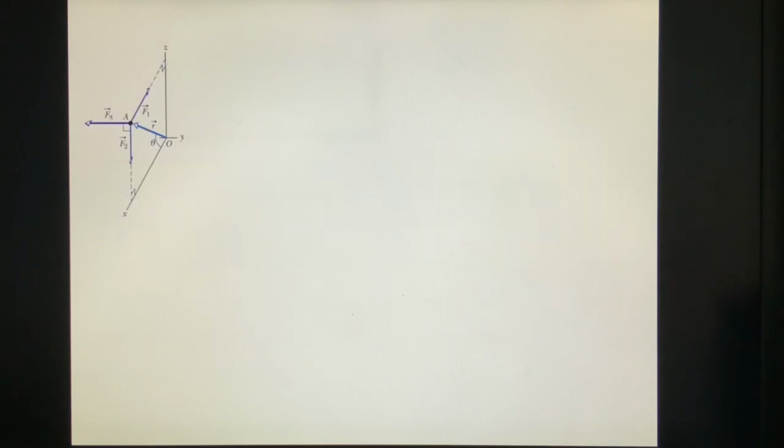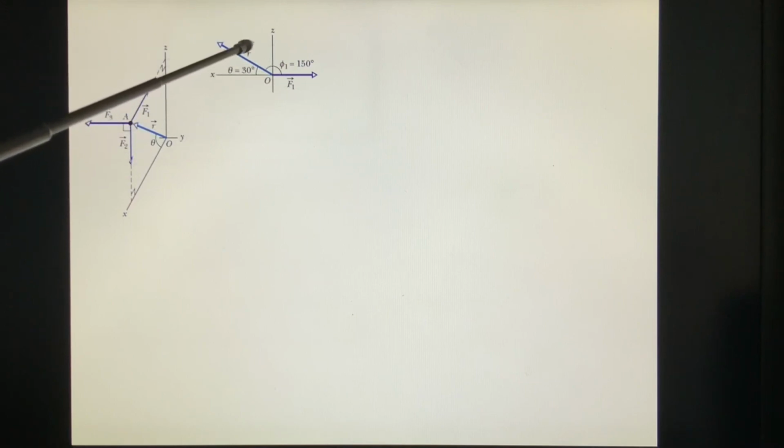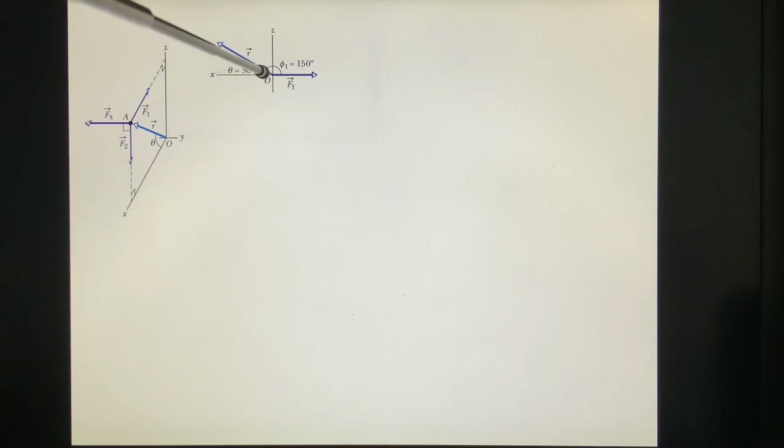We look at this one and find torque 1. By definition, torque 1 is R cross F1. F1 is along the negative X direction, so we look at the XOZ plane. We move R up, so this is R, this is F. We use the right-hand rule and find torque 1 is inward into the plane, so it is in the minus Y direction.